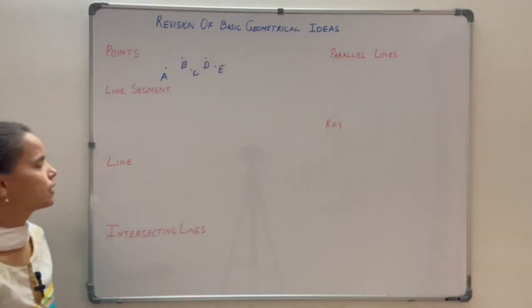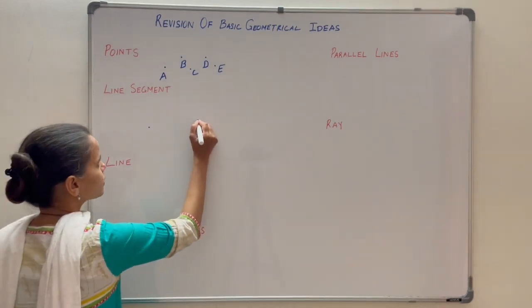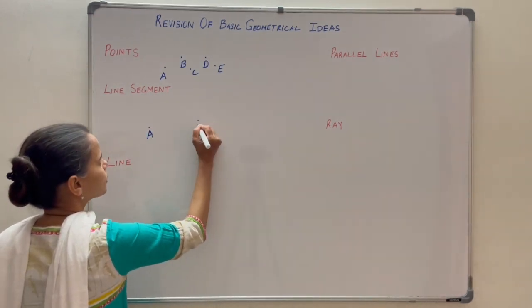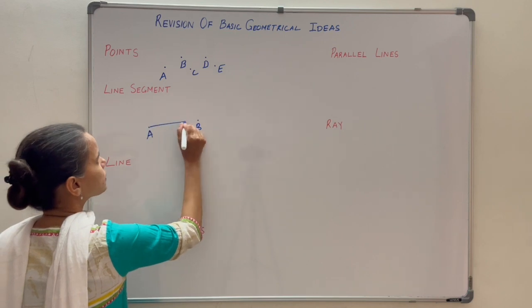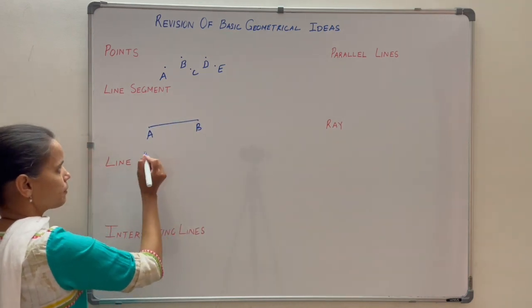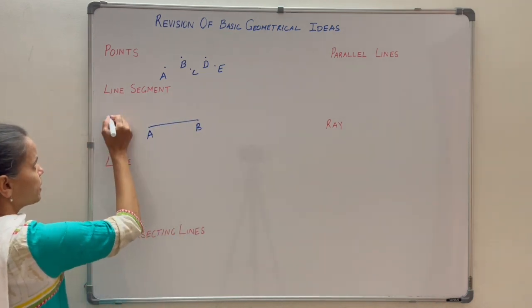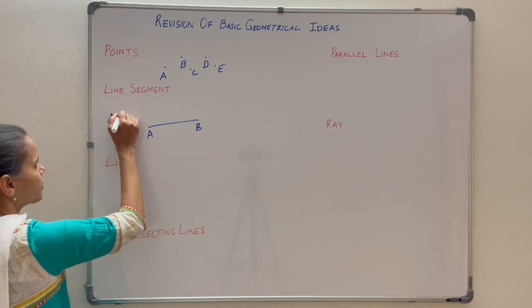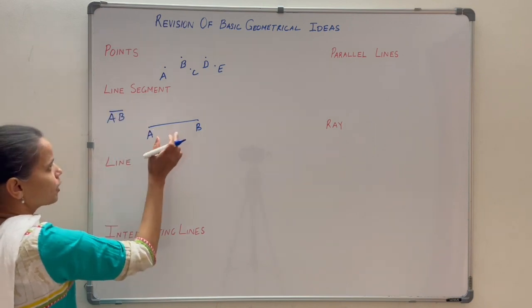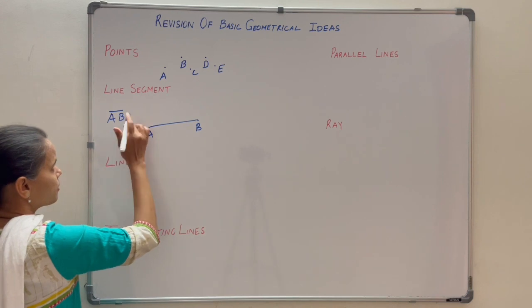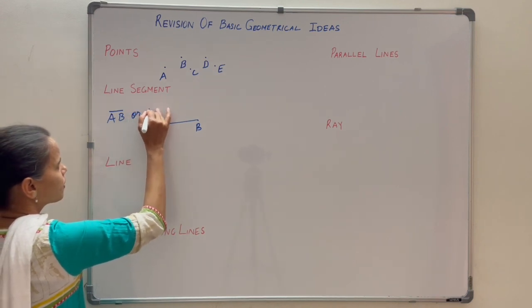A line segment is the shortest route between two points. This is called a line segment, where A and B are the endpoints of the line segment. You can name this line segment as AB or BA.